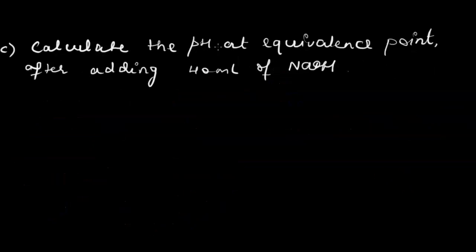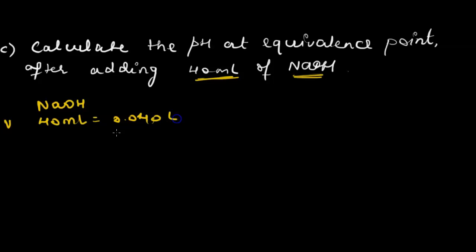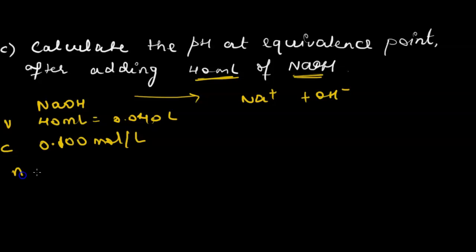Next, they want us to calculate the pH at the equivalence point, that is after adding 40 ml of NaOH. We can repeat the previous steps. We have NaOH volume now 40 ml, which is 0.040 liters. We have the same concentration as it was present originally, 0.100 moles per liter. This would give us Na positive and OH negative. So number of moles is concentration multiplied by volume, that would give us 0.004 moles. Now we have OH negative ions also equal to 0.004 moles.